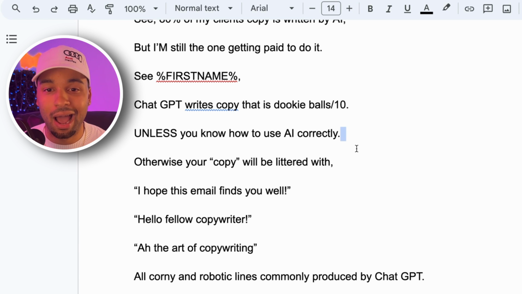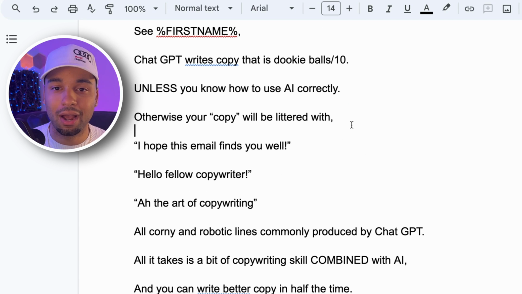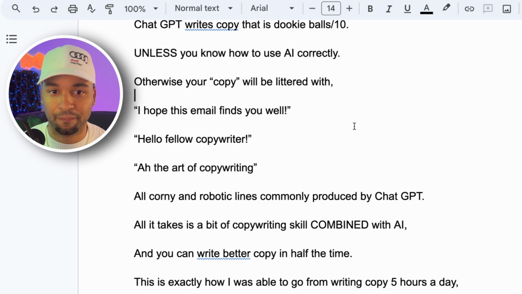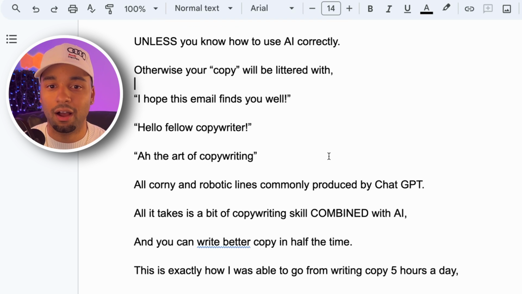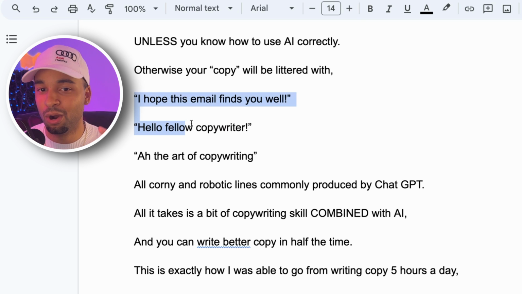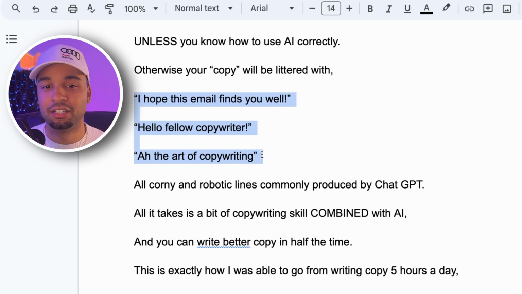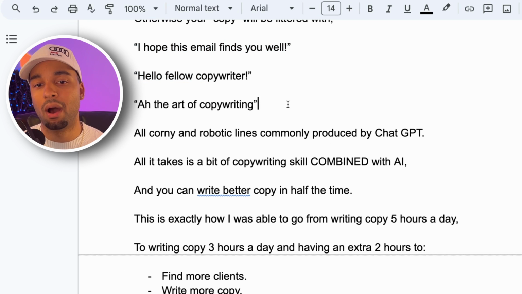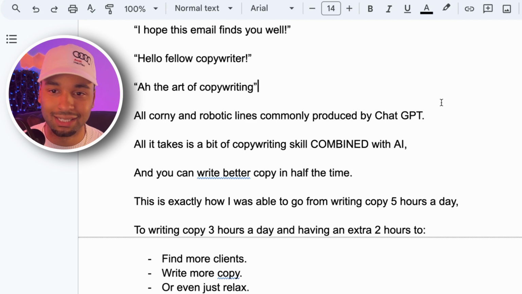"Unless you know how to use AI correctly. Otherwise, your copy will be littered with 'I hope this email finds you well.' 'Hello, fellow copywriter.' 'The art of copywriting.'" No, this is absolute facts, true story. If you throw in an email prompt to ChatGPT, it's going to give you some complete robotic dookie. "All corny and robotic lines commonly produced by ChatGPT."